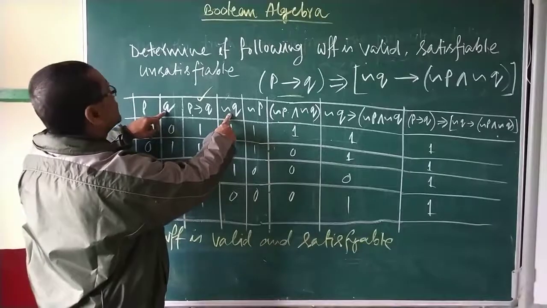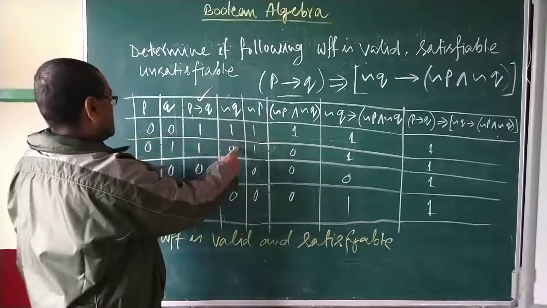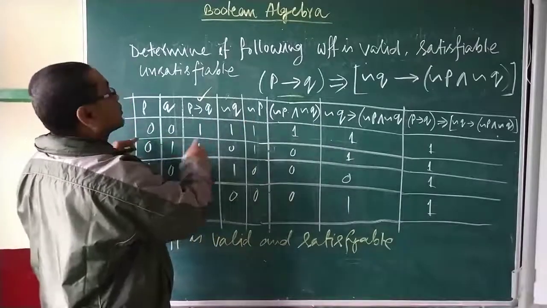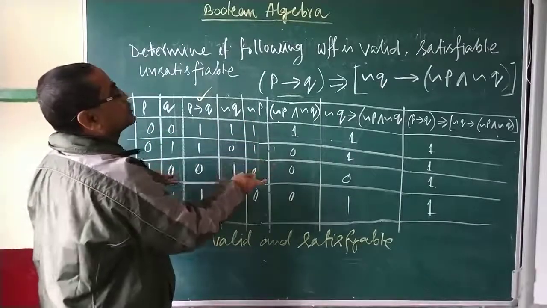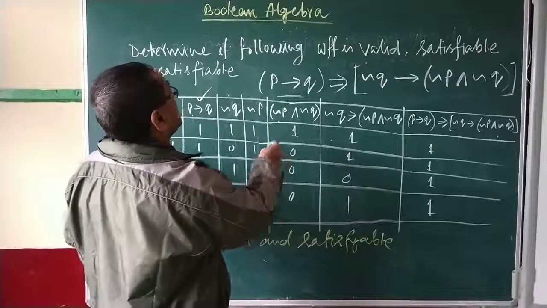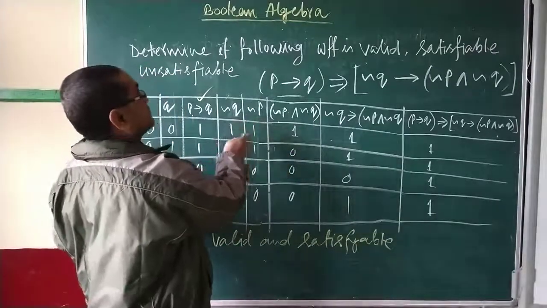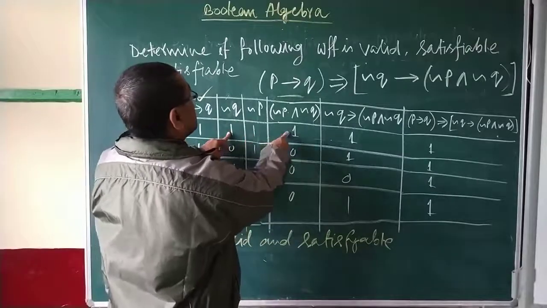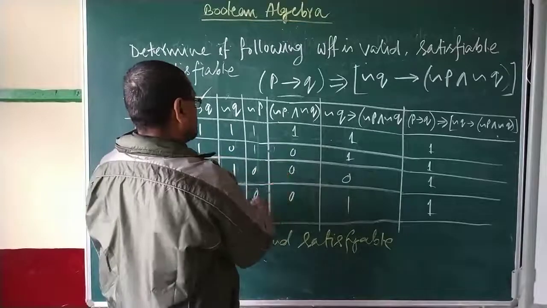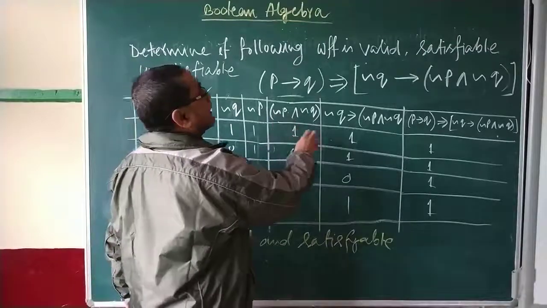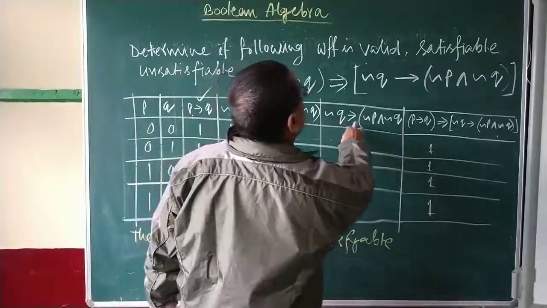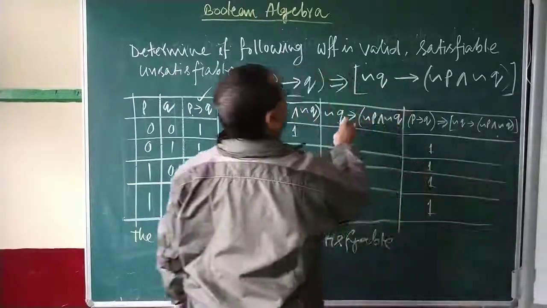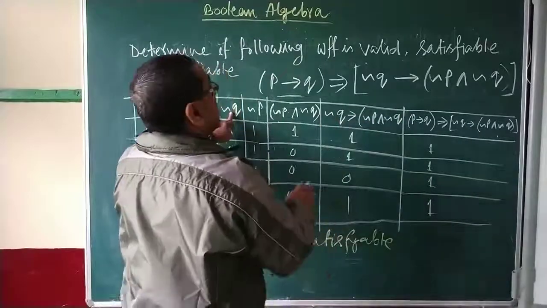Then not Q. Not Q means this is your Q: 0 will be 1, 1 is 0, 0 is 1, 1 is 0, like that. Not P: P is also 0 0 1 1, so not P is 1 1 0 0, the opposite. And now between these two, 1 1 will give you 1, 0 1 is 0, 1 0 is 0, 0 0 is also 0. This is your and. Now along with this, this another one: we made this one, and now you have to make Q and not Q. Not Q is here and this one is here.